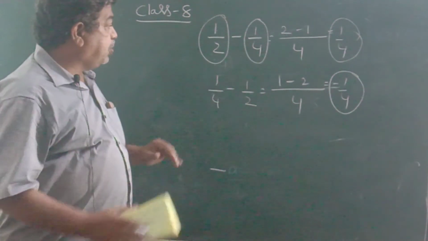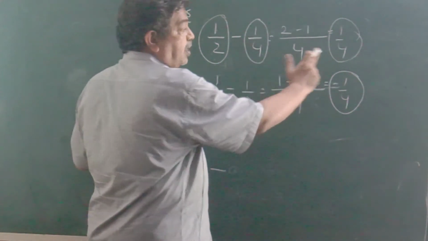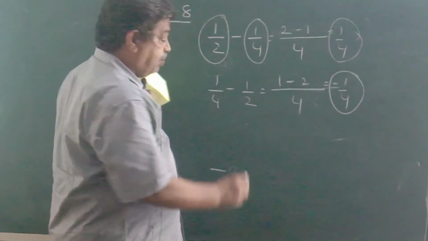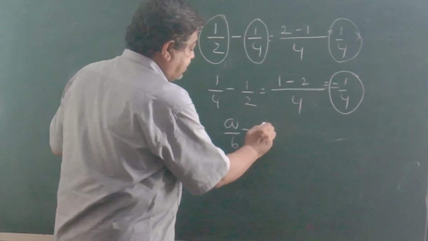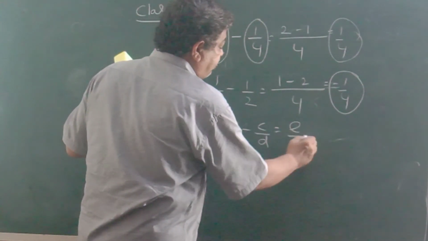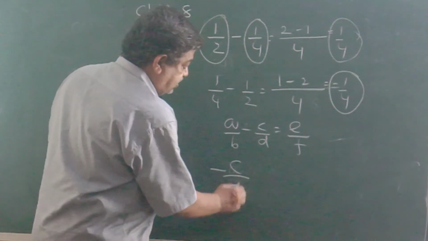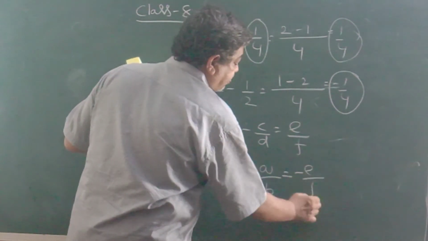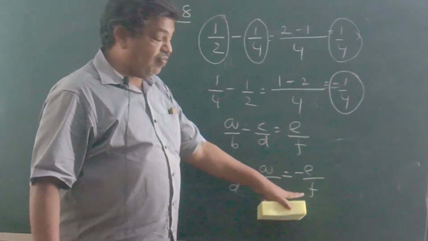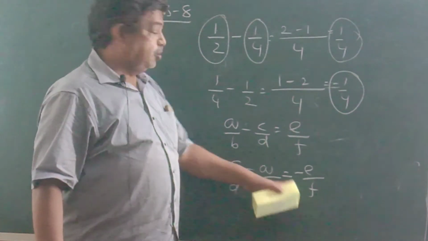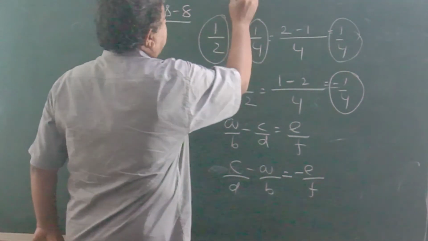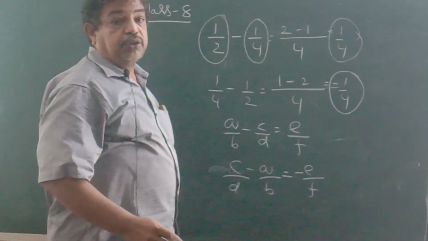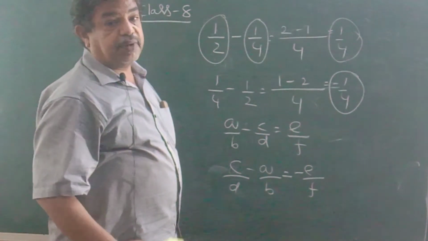Now, take the same example. What is the difference of 1 by 2 minus 1 by 4? It is plus 1 by 4. You change the order: 1 by 4 minus 1 by 2 is equal to minus 1 by 4. Therefore, a by b minus c by d, say for example, is e by f. c by d minus a by b is equal to minus e by f. Here it is plus e by f and here it is minus e by f. They are not the same. So in general, the difference of two rational numbers a minus b is not equal to b minus a. Therefore, rational numbers do not have commutative property under subtraction.